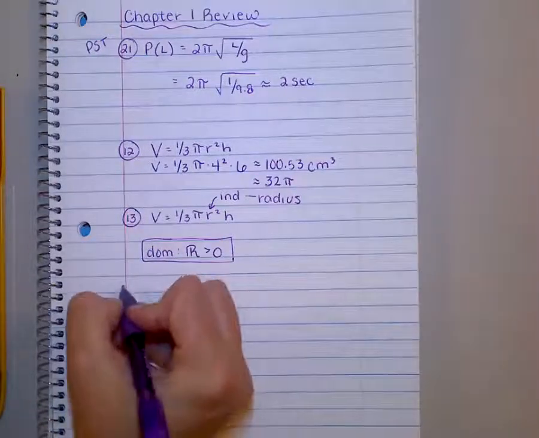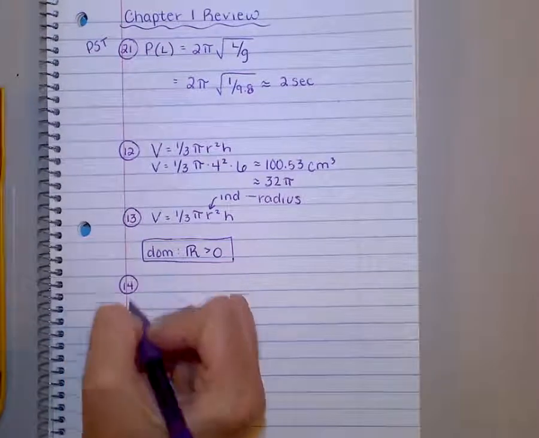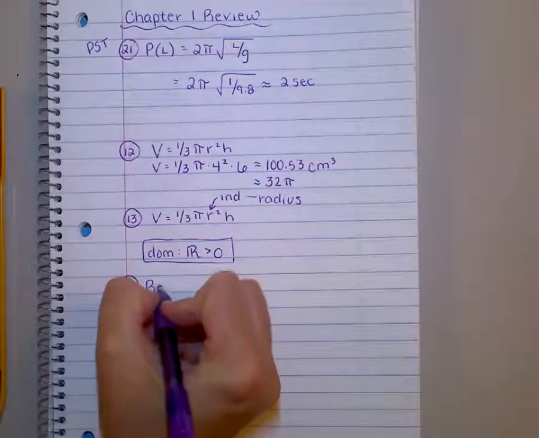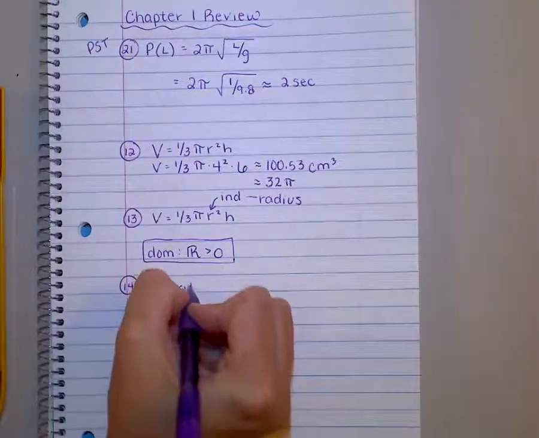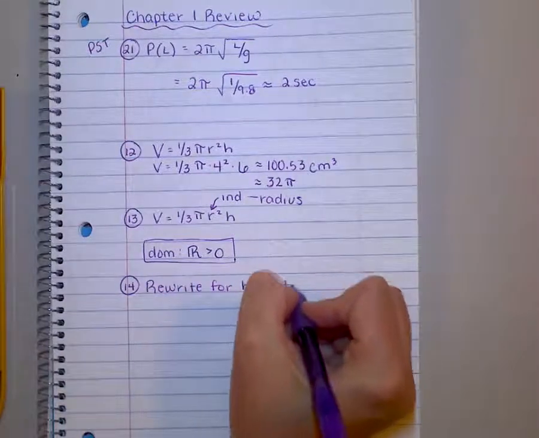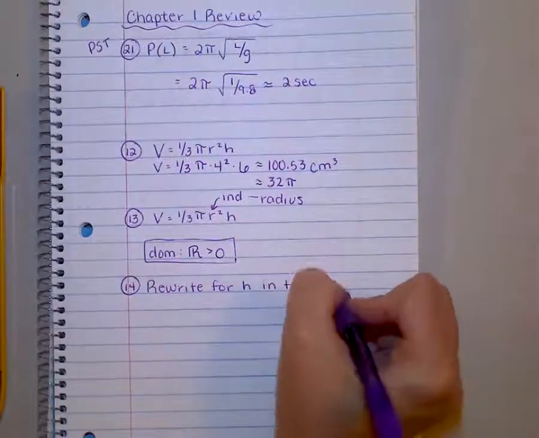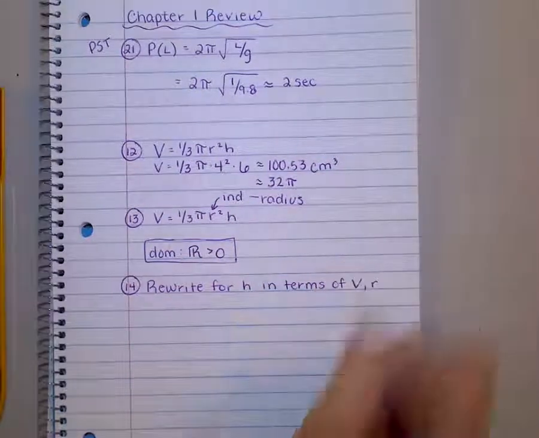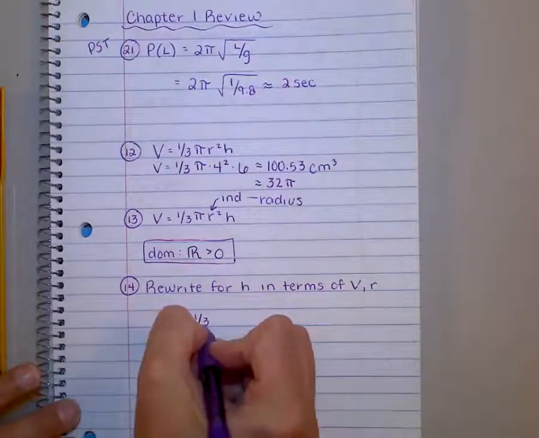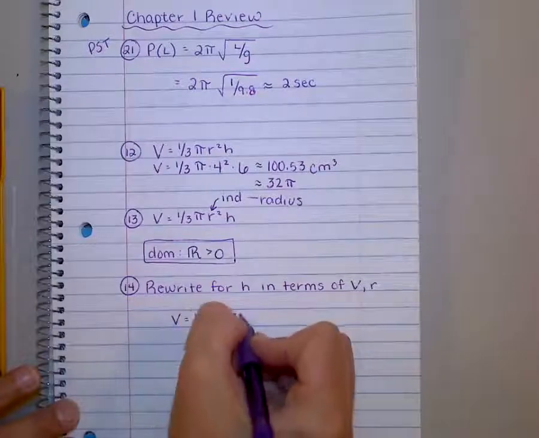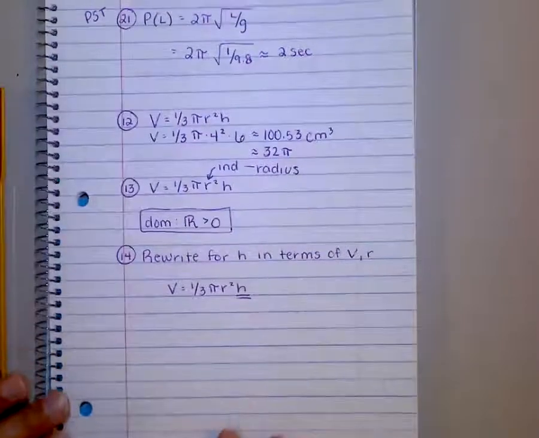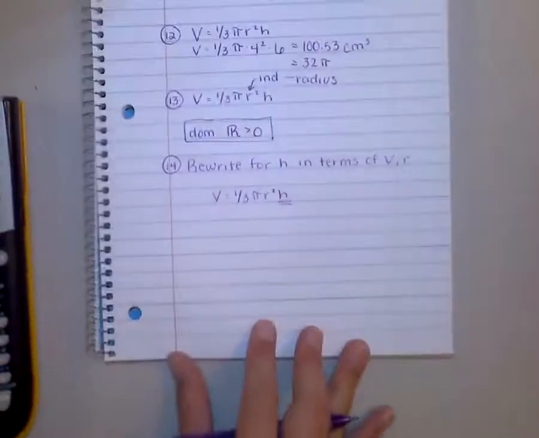Okay, and then number 14 says rewrite the formula for H in terms of V and R. So I'm just going to jot this quick. Rewrite for H in terms of V and R. That's referring back again to my original formula, 1/3 pi r squared h. And we want to try to get the h by itself. Oh, you can't see what I'm doing, can you? There we go.